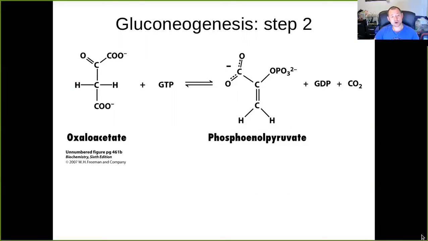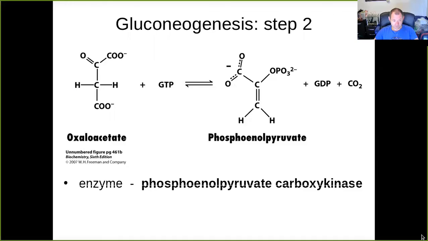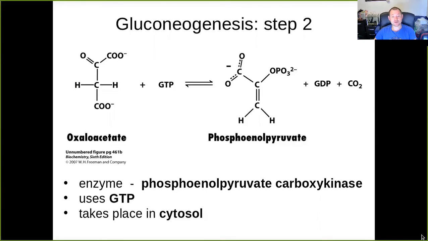Anyway, we've gone from oxaloacetate now to phosphoenol pyruvate plus GDP. Gone from GTP to GDP. Phosphate has been released. Triphosphate to diphosphate. And there is the phosphate right here, plus CO2. The enzyme here is phosphoenol pyruvate carboxykinase. Uses GTP. Takes place in the cytosol of the cell.